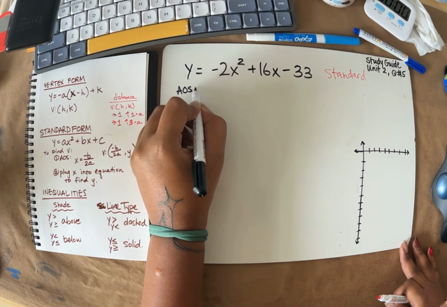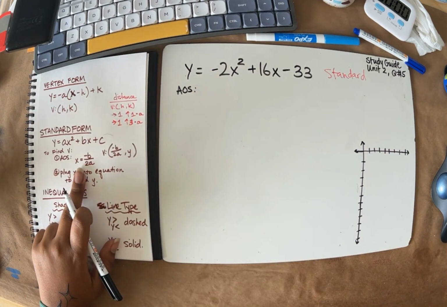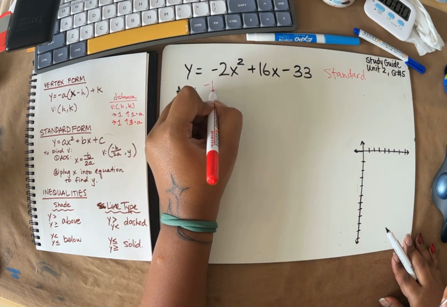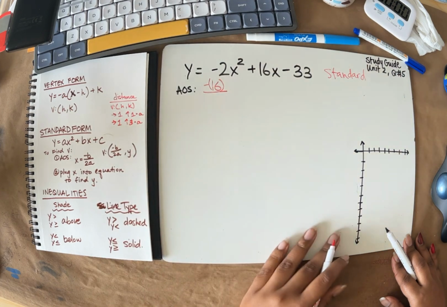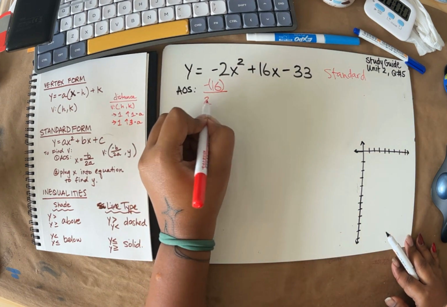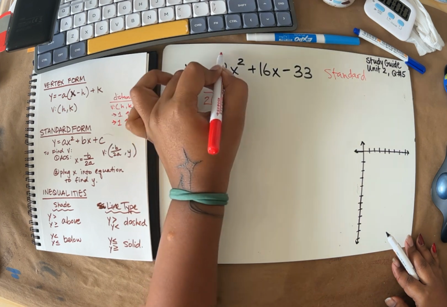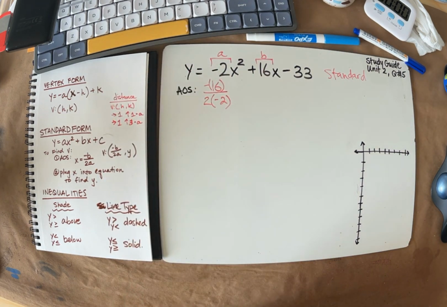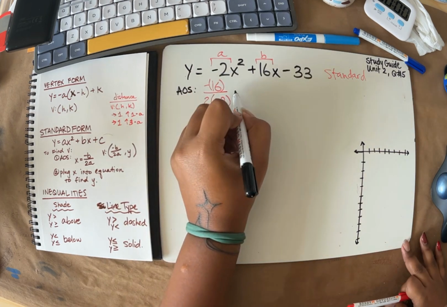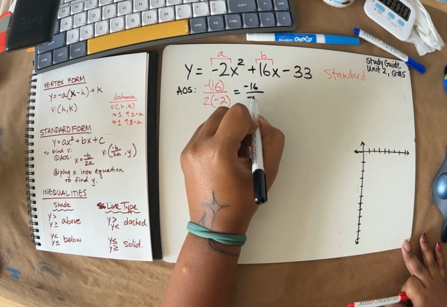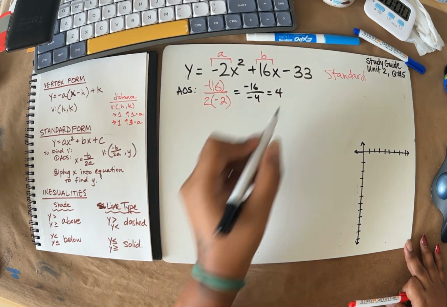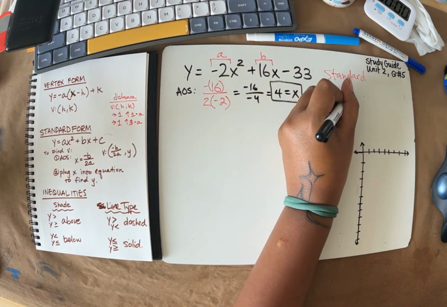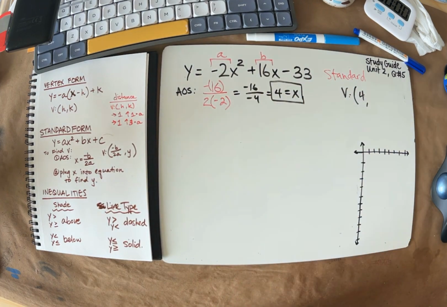So I have my AOS, and my formula is x is equal to negative b all over 2a. My b value is 16. So I have negative 16 on the top, and then I'm multiplying by my a value of negative 2. My a is here, my b is here. This is how I got them. So when I plug everything in, I got negative 16 all over negative 4. I have positive 4 for my x value. So my vertex so far is 4 comma something.